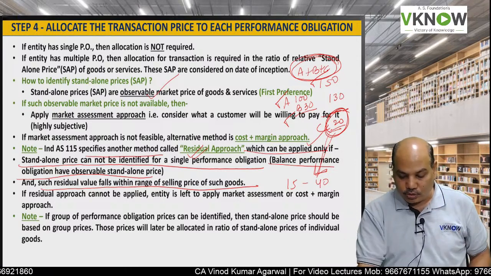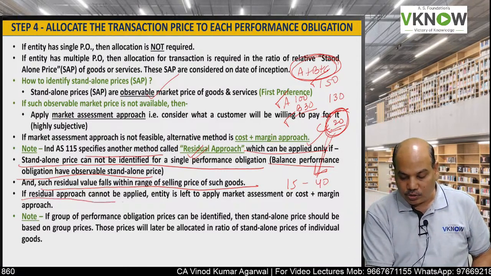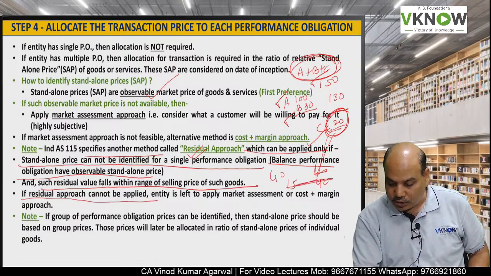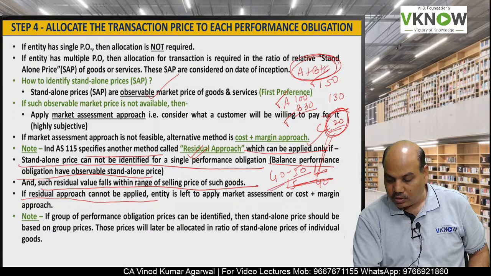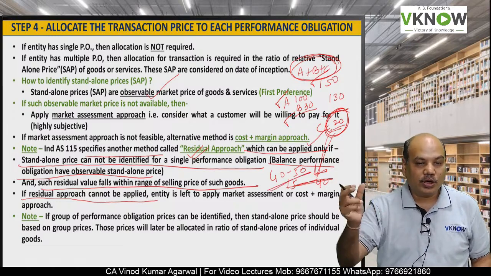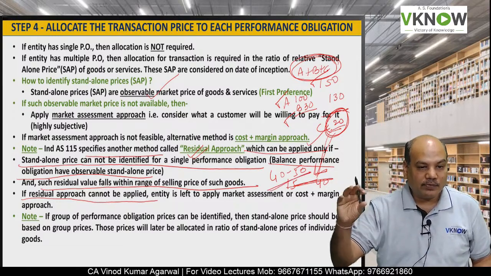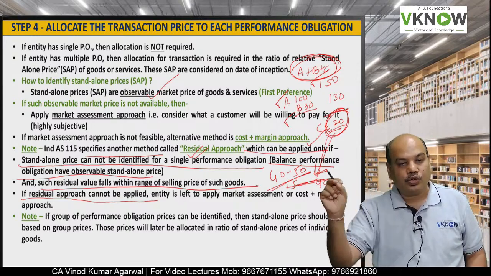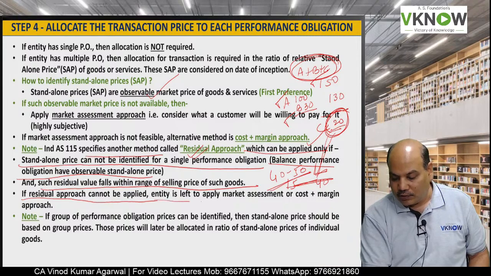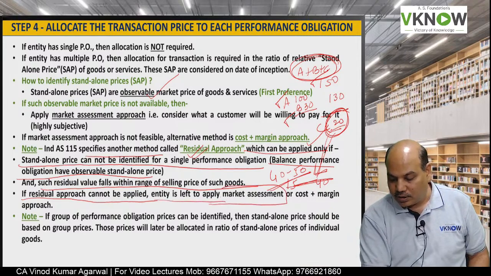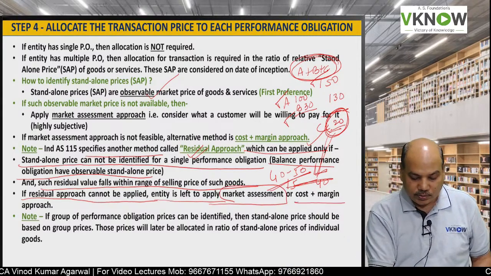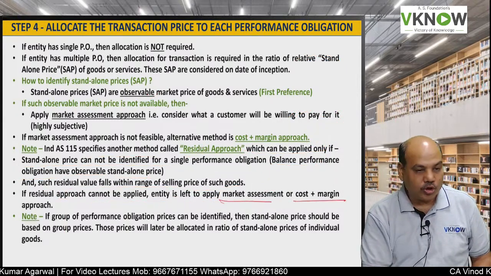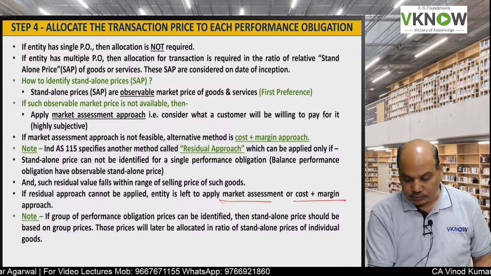Now your question is, if residual approach cannot be applied, suppose the range is 40 to 50. See, range is 40 to 50. Our balancing figure is 20. It is outside the range. Then residual approach cannot be applied, and it is left to apply market assessment or cost plus margin approach. Then in that case you have to apply market assessment or cost plus margin approach.